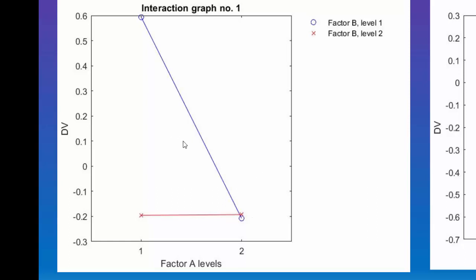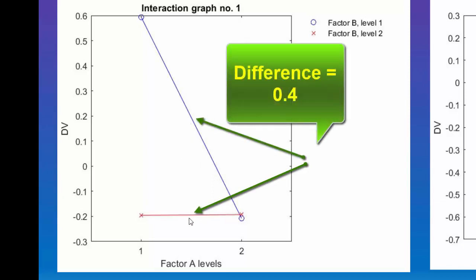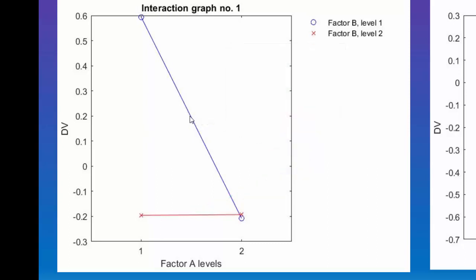There is an overall effect of factor B. We move from here to here. There's an effect which goes up from minus 0.2 to the average of these 2 points, which is 0.2, which is our 0.4 that we use as our standard for D.